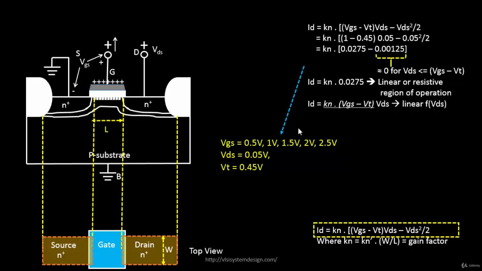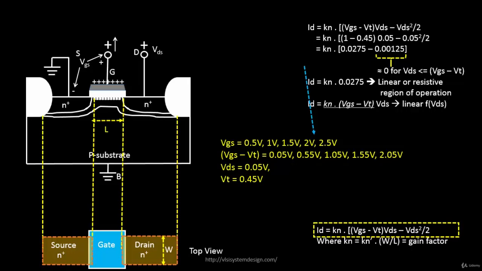In this particular scenario, what should be the value of VDS? Till what point will your device be in a linear mode of operation? The answer is VGS minus VT, which is clearly specified over here. So VDS should be less than or equal to VGS minus VT for your device to still operate in a linear region. For a situation where you have VGS equal to 0.5 volts, you can sweep your VDS from 0 to 0.05 volts to make this device operate in a linear region of operation.